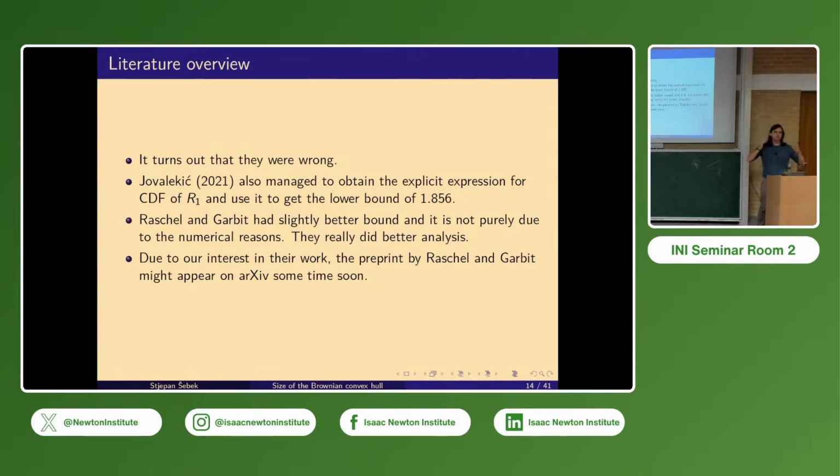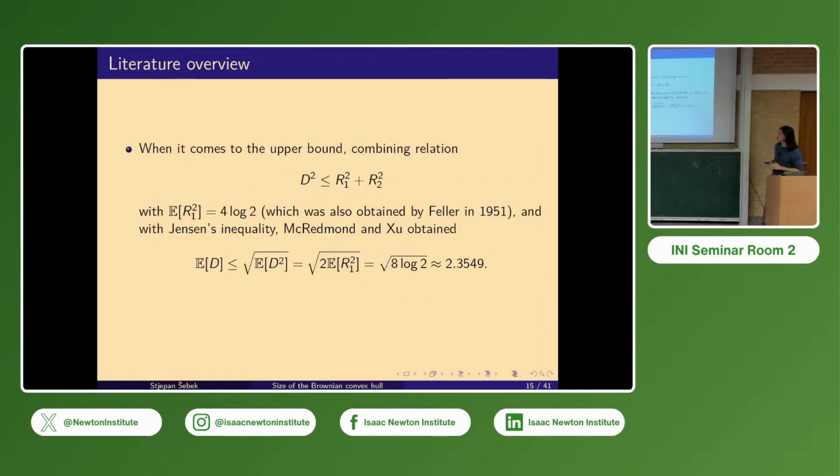They won't publish it anywhere, but maybe their analysis, which is a different approach with better numerical analysis, is slightly better at the lower bound. They will maybe put it on arXiv sometime soon. At least they are planning to do that. Okay, so that's the story about the diameter. Not the whole story, of course.